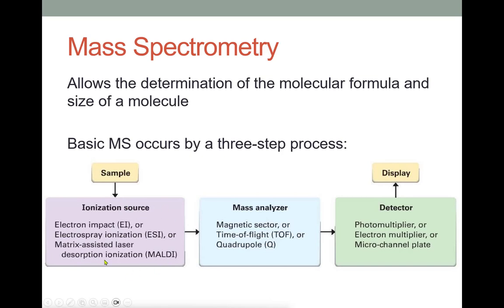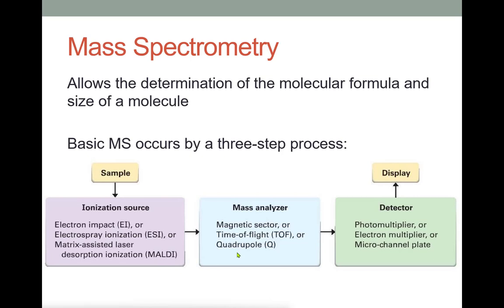After the molecule is broken apart and charged, then it goes through some sort of a mass analyzer. You can think about this as the part that separates the pieces of the molecule. What mass spec does at its core is that it uses high energy to break apart a molecule to varying degrees depending on what the ionization source is. And then those pieces get separated essentially by size, or what we'll see as a mass-to-charge ratio.